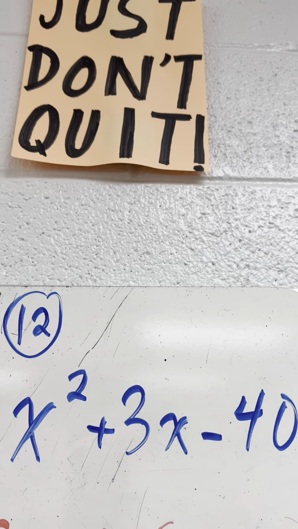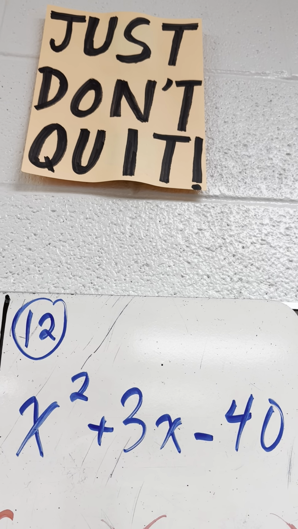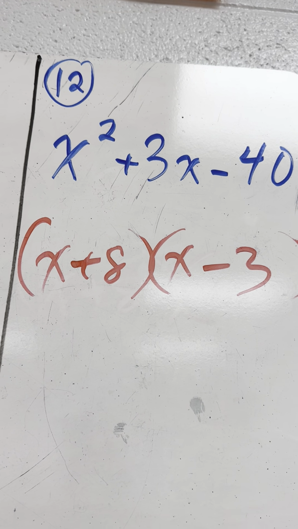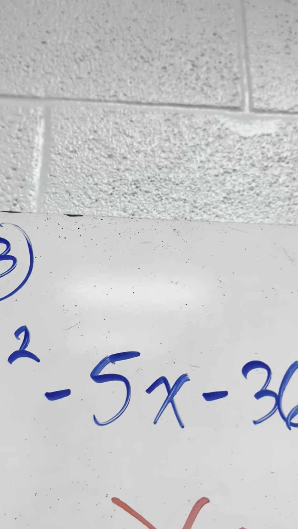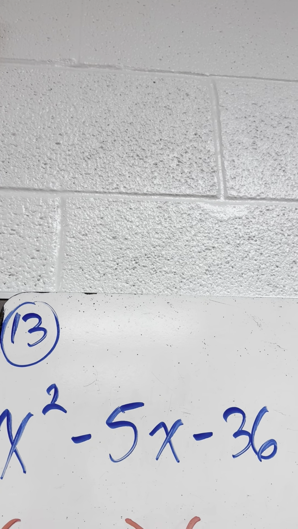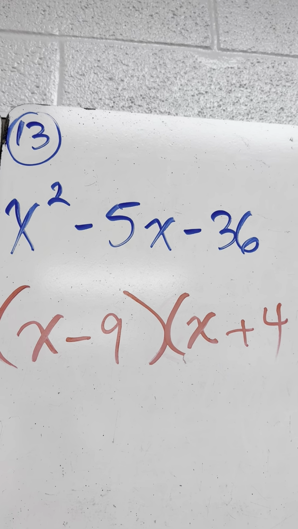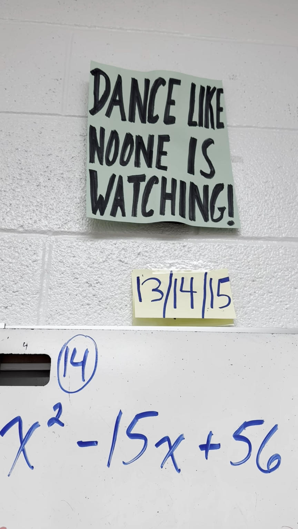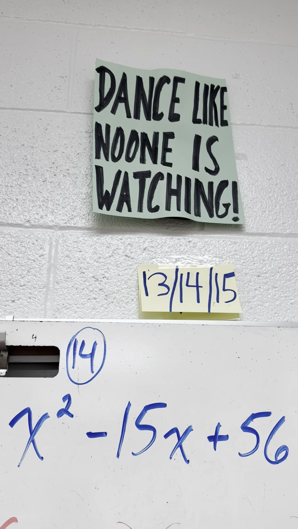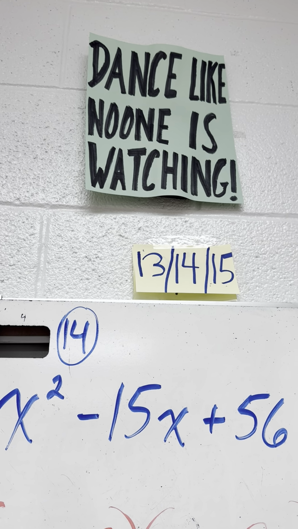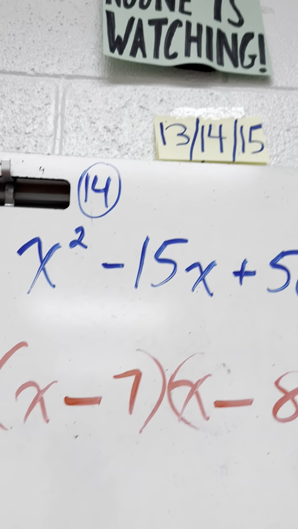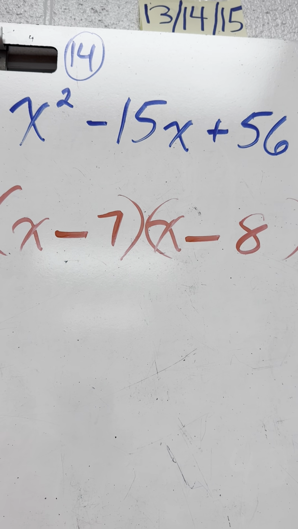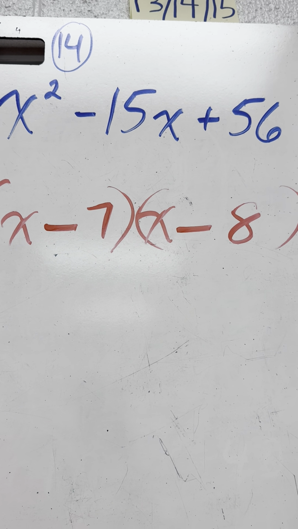X times x makes x squared. What times what makes negative 40 that added together makes positive 3? Positive 8, negative 3. What times what makes negative 36 that added together makes negative 5? Negative 9, positive 4. What times what makes positive 56 that added together makes negative 15? You need a negative times a negative to make a positive, right? So negative 7, negative 8. Negative 7 times negative 8 is positive 56. Negative 7 plus negative 8 is negative 15.